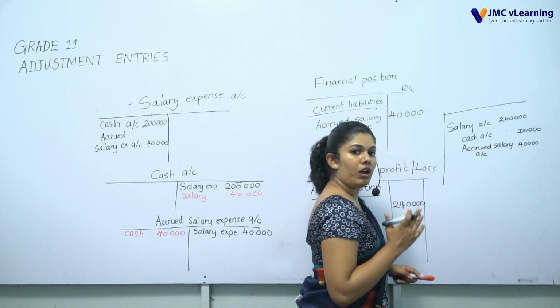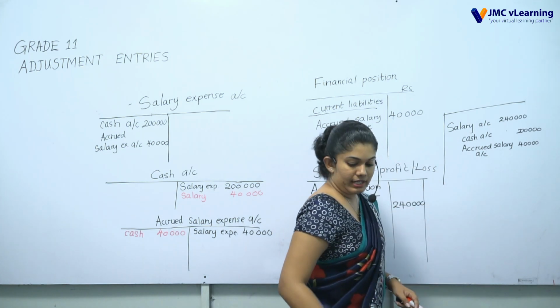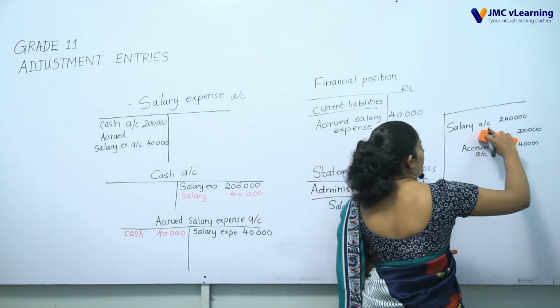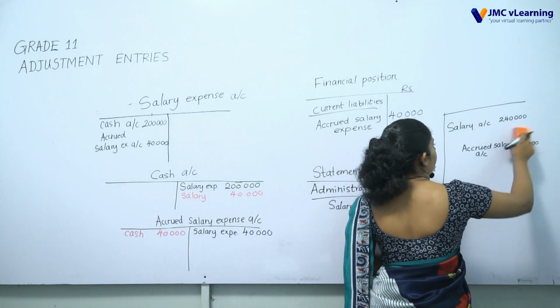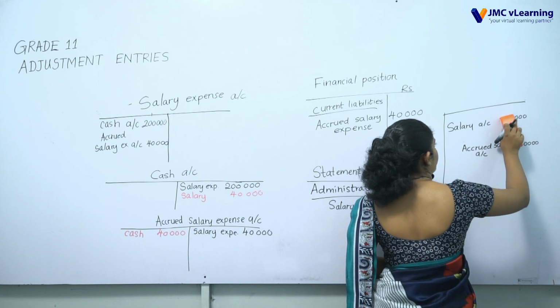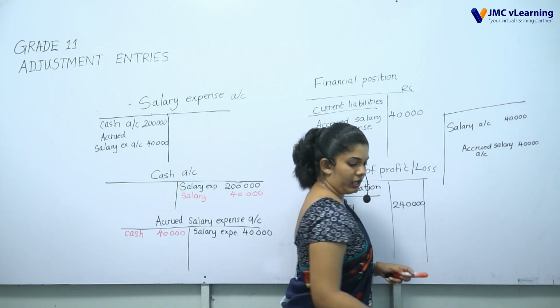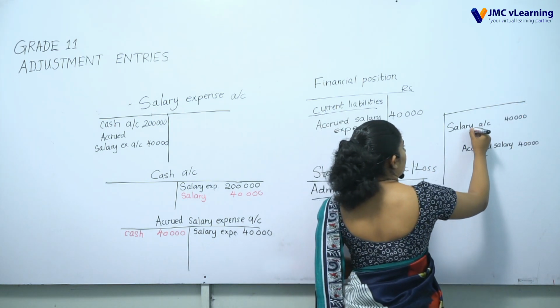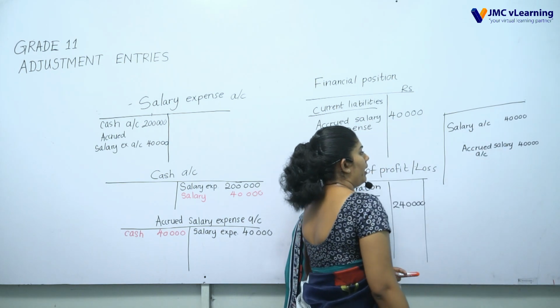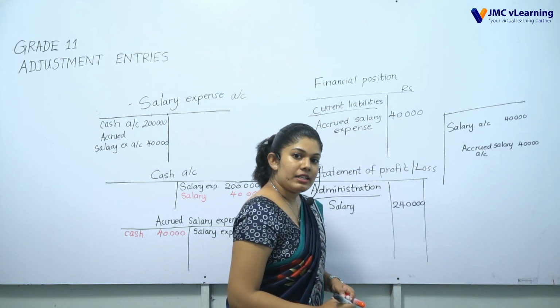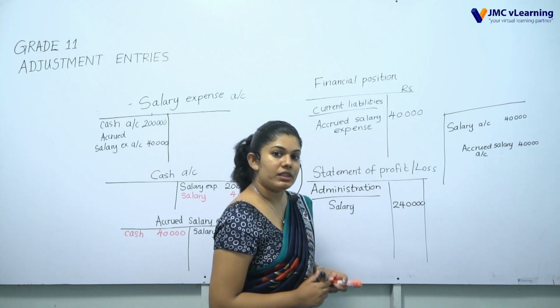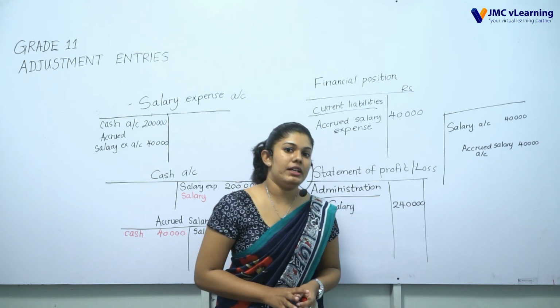But here we are only recording the accrued salary expense. Therefore, the double entry will be: salary account debit 40,000, accrued salary account credit 40,000. So this is our first adjustment.